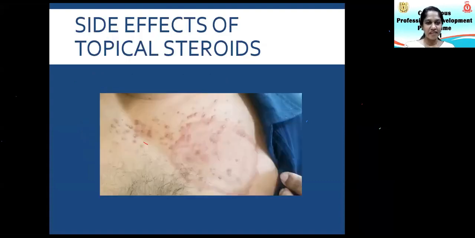So these are the side effects of topical steroids. You can see an acneiform eruption on the trunk. And of course, here again, the steroid has been given for a tinea infection. That's a wrong practice.